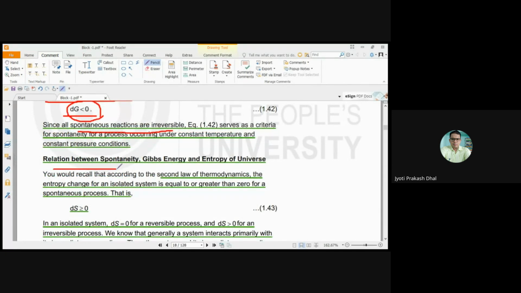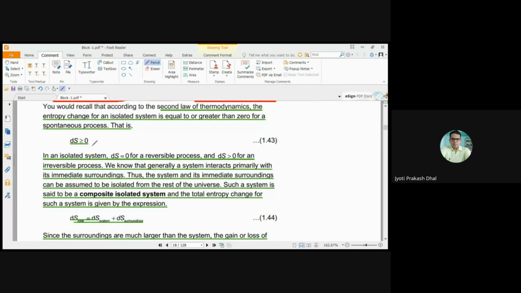Now, coming to the relationship between spontaneity, Gibbs energy, and entropy of the universe. We know that for any spontaneous or irreversible process, the total entropy change of the universe is continuously increasing, that is, dS is greater than or equal to 0. For an isolated system, dS equals 0 if the process is reversible, and dS is greater than 0 if the process is irreversible. So this is the combined equation, dS greater than or equal to 0.